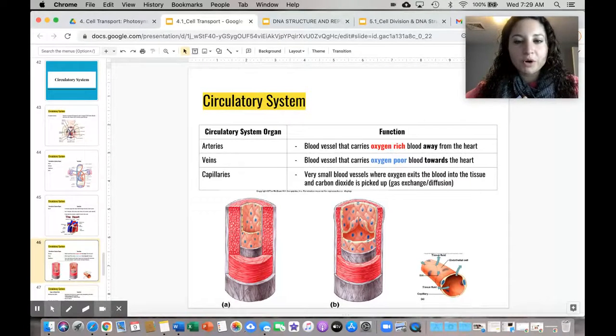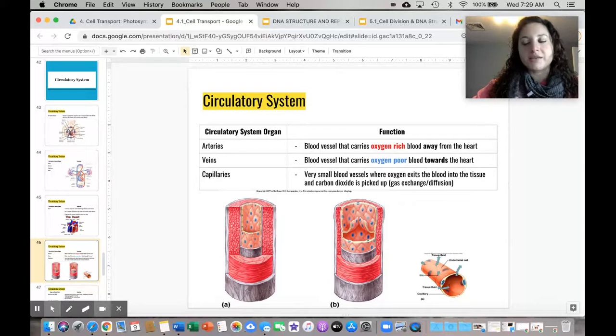So oxygen-poor blood just means that the oxygen has already been dropped off at the body cells, and there's just not a lot of oxygen in that blood. There will be a lot of carbon dioxide in that blood, and it happens to be moving towards the heart because of the way that blood flows through our body.